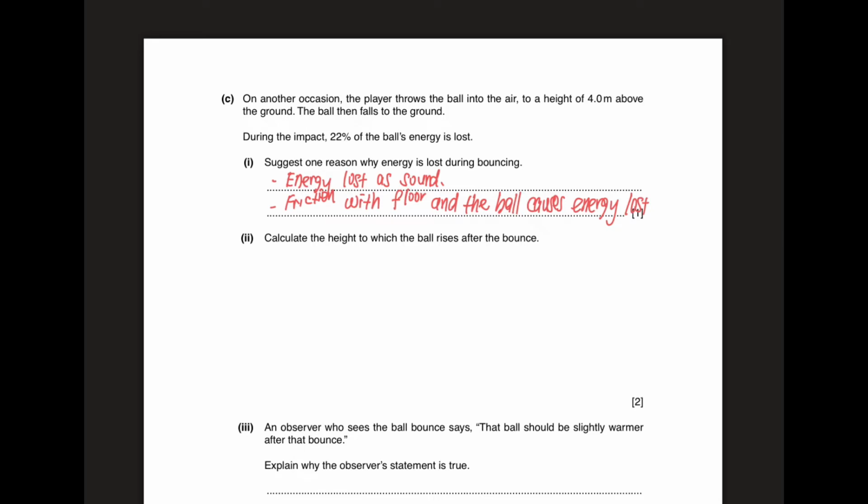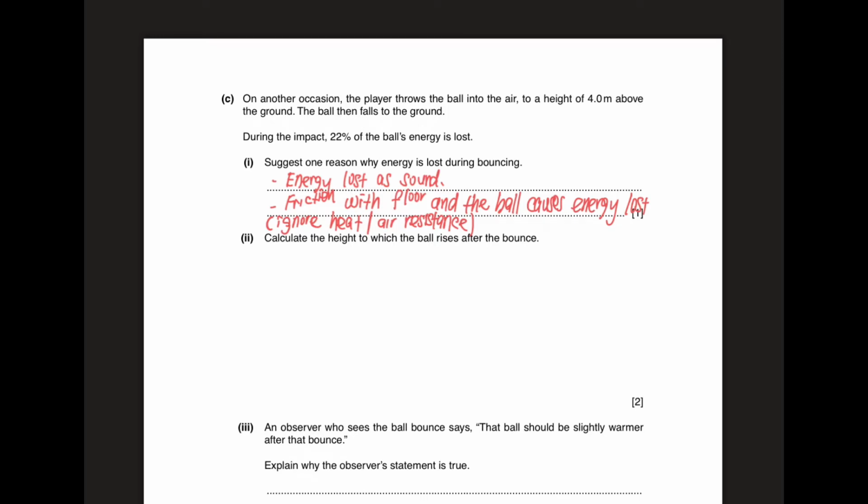So if you say heat, is that okay or not? Actually, in the mark scheme, it says ignore heat or air resistance. Okay, so even if you write it, they ignore it.